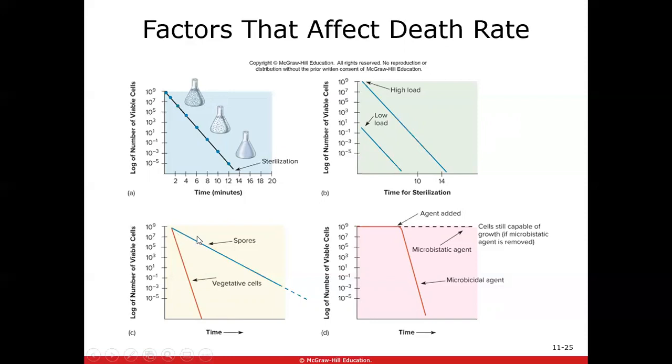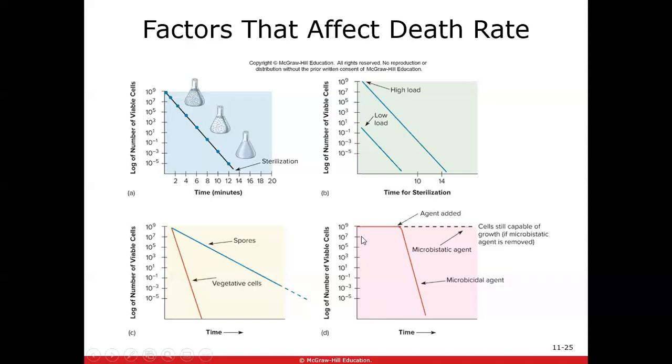If spores are present along with the vegetative cells, even after the vegetative cells are killed, and they're still exposed to this antimicrobial agent, over time you have fewer and fewer spores, but it's very, very hard to get rid of the spores completely where you have complete sterilization.